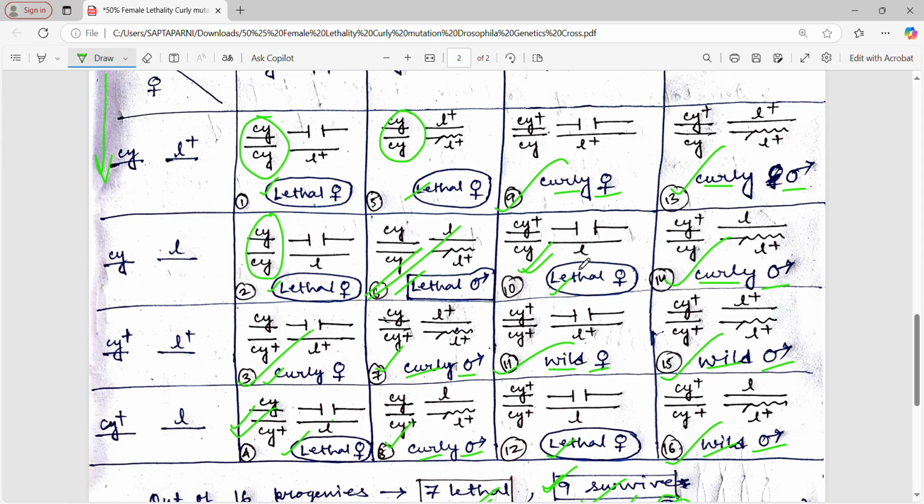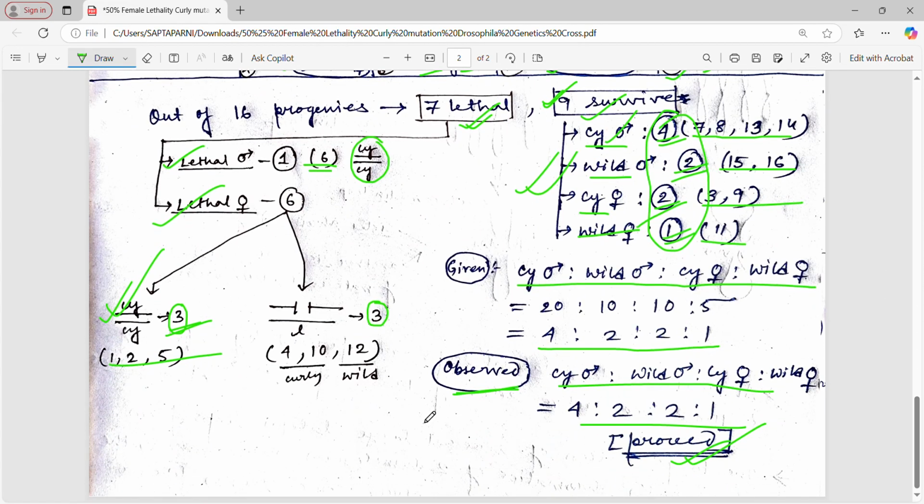Okay, and you can see the box 12 here, it could be a wild female as it has CY plus, but as it has no L plus allele, it is lethal. So these 3 are dead due to absence of L plus allele, and the 4th and 10th box indicate that if they survived, they could be curly, and the 12th box designates that if it survived, it could be wild type.